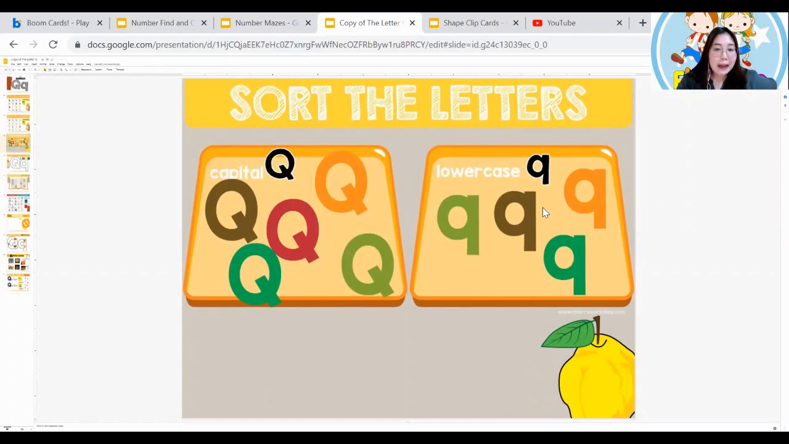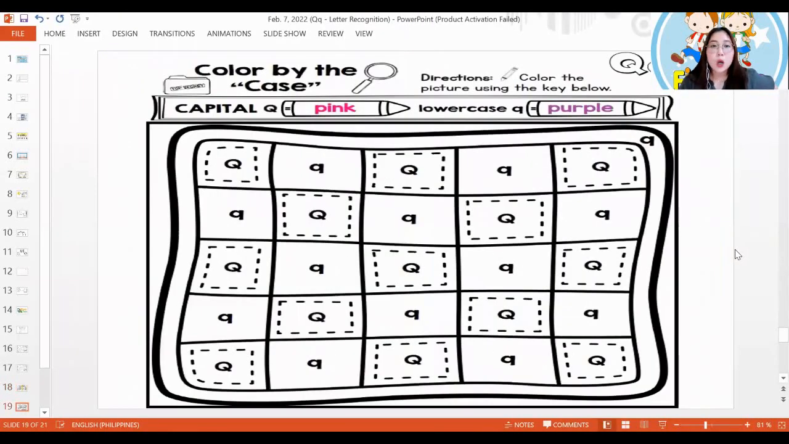So remember, capital letter Q is going around and a slanting line down. That's capital letter Q. And you make a curve, go up, down, and curve up. That's what lowercase letter Q looks like. So let's have our last work for today where we are going to color. Capital letter Q should be pink and lowercase letter Q should be purple. So let's do this one together.